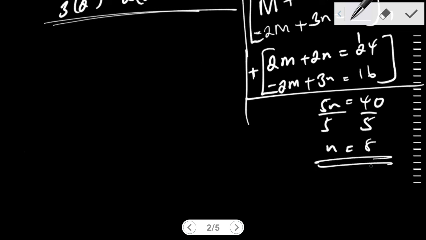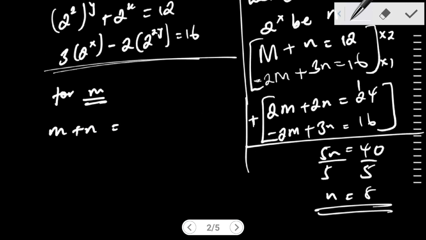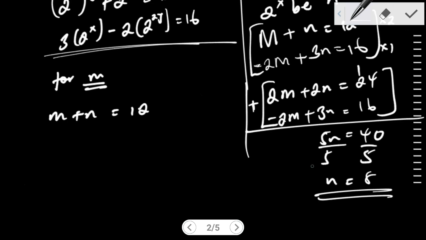Now, having got that, I substitute. For m, remember we used the original equations, so m plus n was giving me 12. Therefore, this would be m plus 8 equals 12, and therefore m would equal 12 minus 8. Therefore, m would be equal to 4.